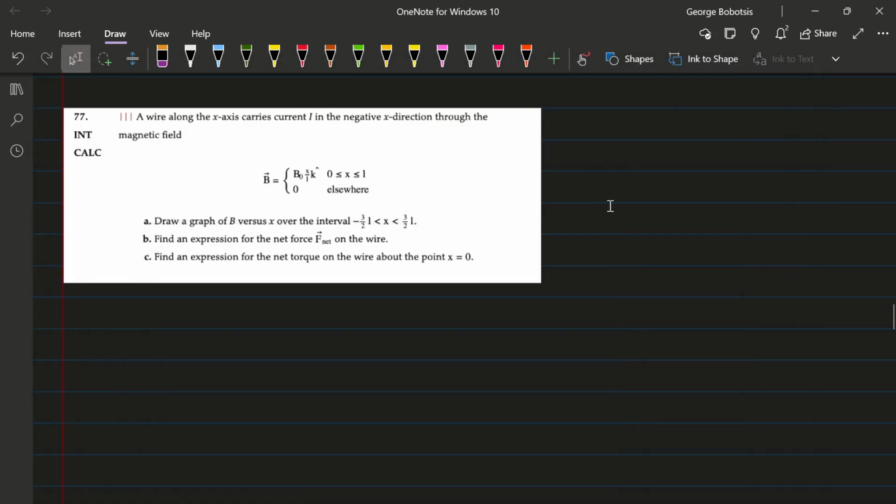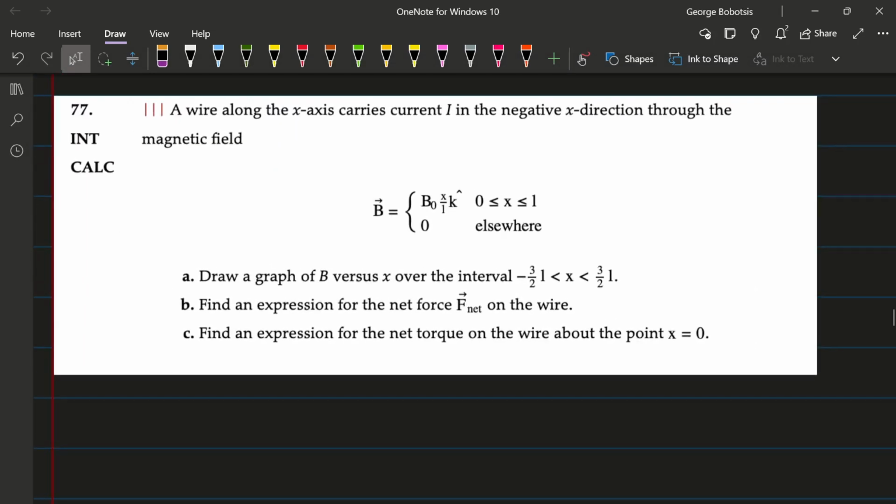Check this one out. There's a wire along the x-axis that carries current I in the negative x direction through the magnetic field B. B varies, as you can see, with x. Draw a graph of B versus x over this interval and find an expression of the net force on the wire. Find also an expression for the net torque on the wire if you put the pivot point at x equals 0. That in itself seems like a pretty involved problem.